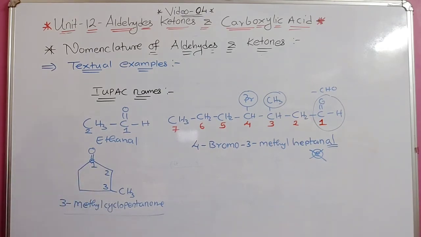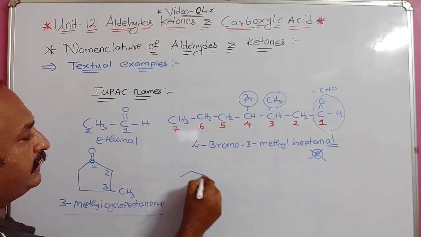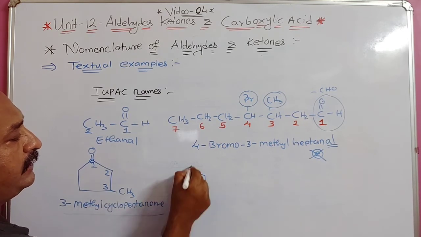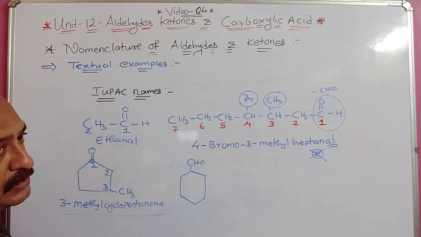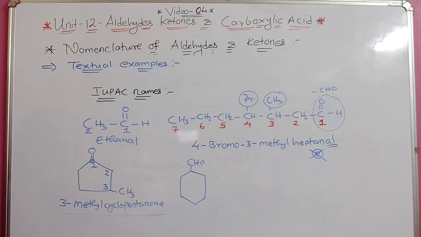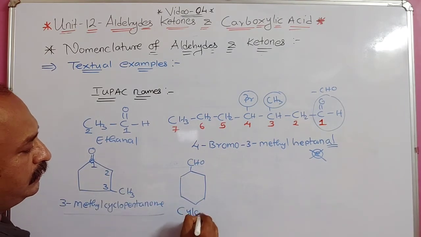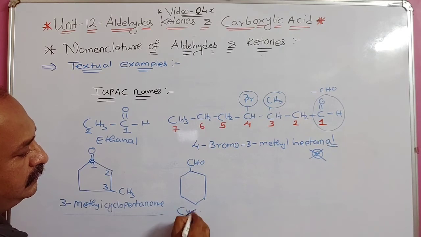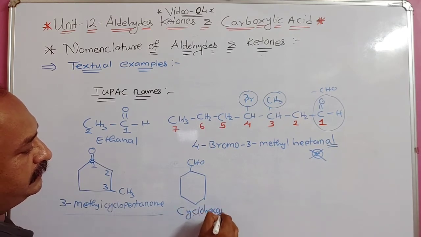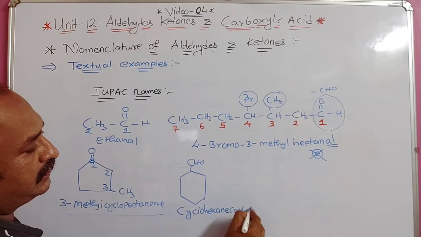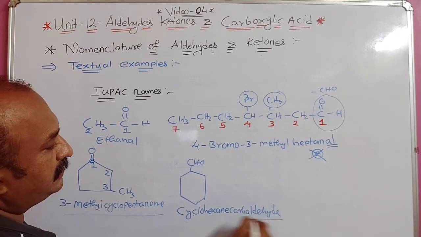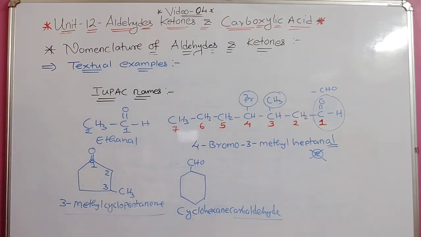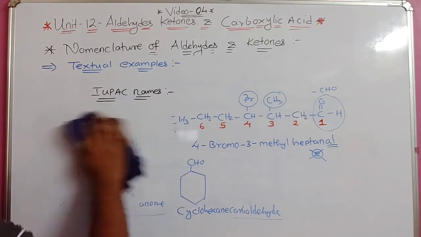Then the next structure that is given. Now this is on a cyclic ring. The aldehyde is given. In your book it is given horizontally, but you can write it like this also. So it is cyclohexane carbaldehyde. Carbaldehyde is the name. This carbaldehyde is a suffix used in this case. Another 2 examples are there, that also we will see.